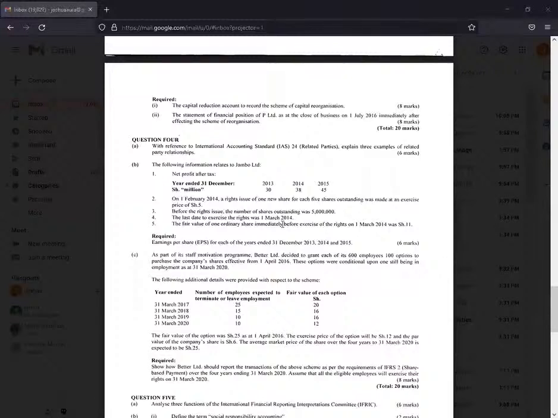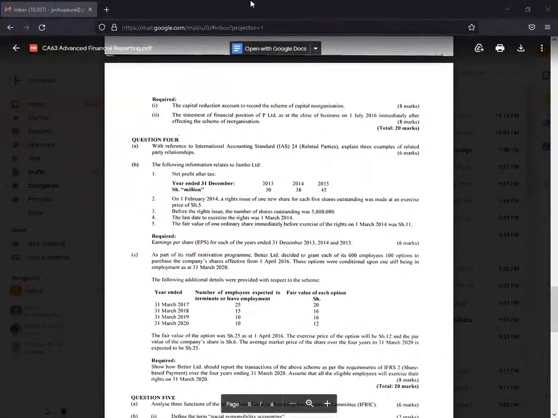Note number 5, the fair value of 1 ordinary share immediately before exercise of the rights on 1st March 2014 was shillings 11. Now, what a good student will do in such a question is to single out and identify the low-hanging fruits. In this particular question, can somebody tell me what the lowest hanging fruit is that we should be able to harvest, which is ripe?